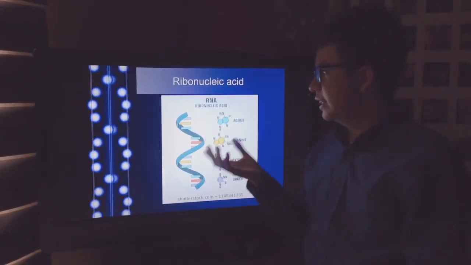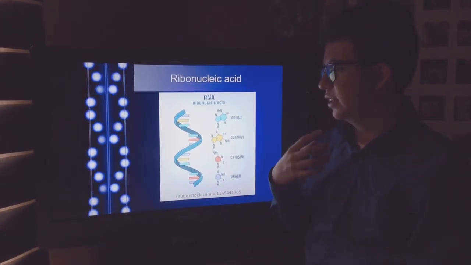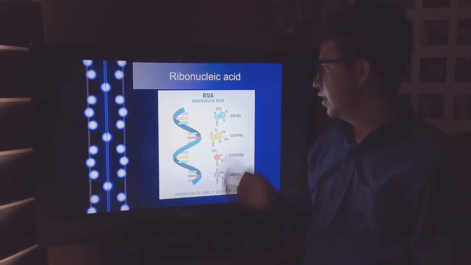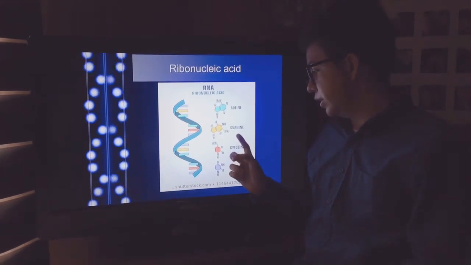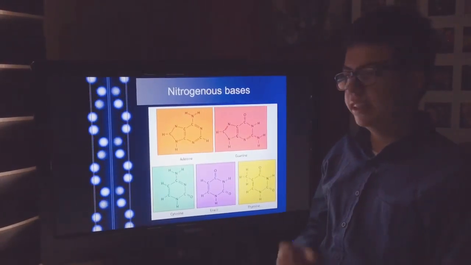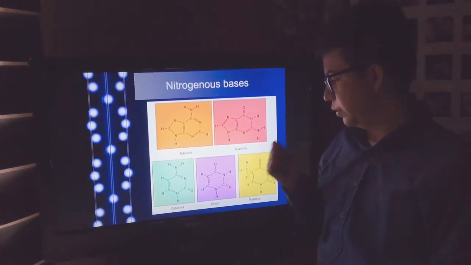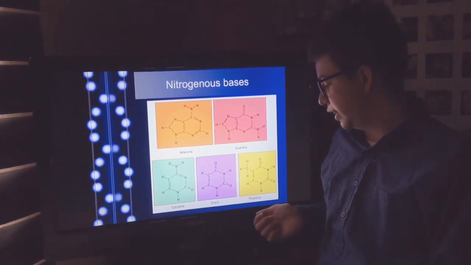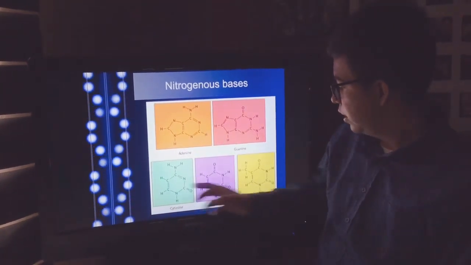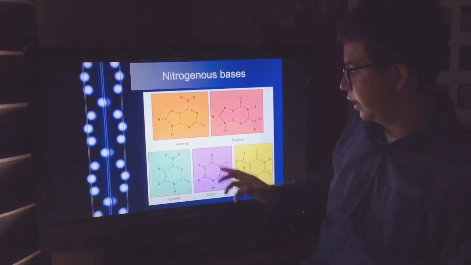The RNA stands for ribonucleic acid. The ribonucleic acid has 4 nitrogenous bases. There are adenine, guanine, cytosine, and uracil. The nitrogenous bases are 5: the adenine, the guanine, the cytosine, the uracil, and the thymine. These 4 are for the DNA, and these other 4 are for the RNA.